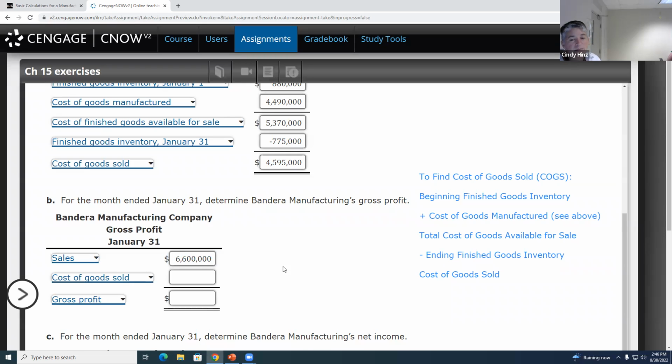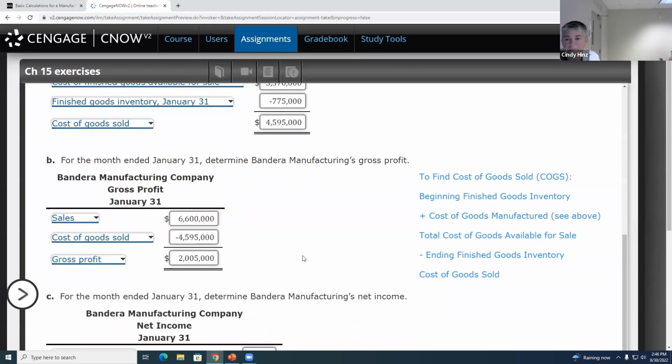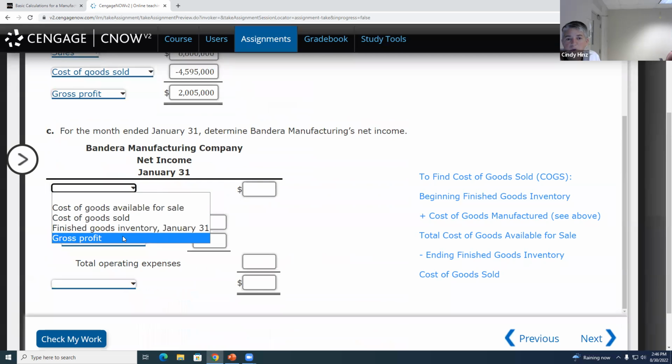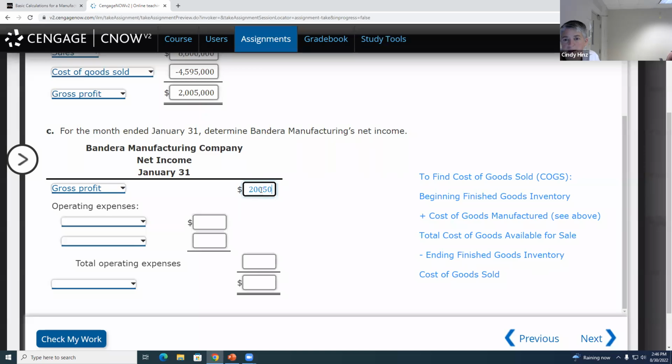And so their sales are given as $6.6 million, and we've just calculated their cost of goods sold. I'm going to use the negative to remind us to subtract. And so they have just over $2 million in gross margin or gross profit. Once we have that gross margin, I'm just going to bring that number down.